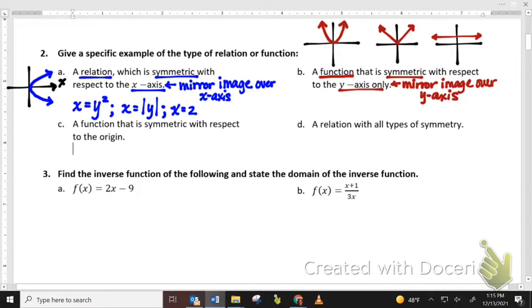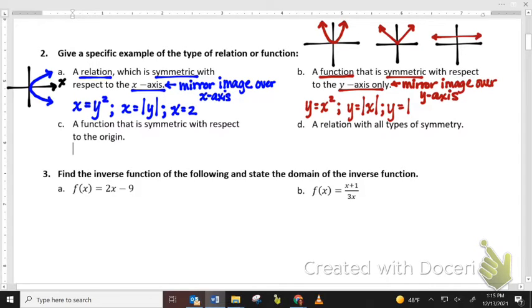I know what I'm trying to think of for something that is symmetric about the y-axis. So y equals x squared could work. Y equals the absolute value of x could work. Y equals 1 could work. I'm sure you can come up with more examples than just those three, but that's just kind of a short list to get us started.